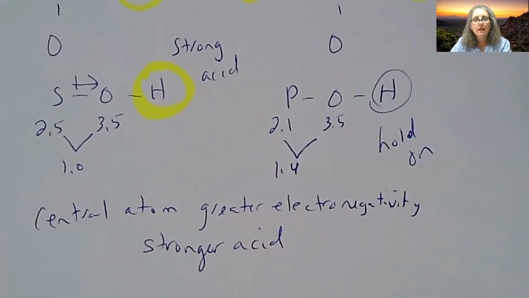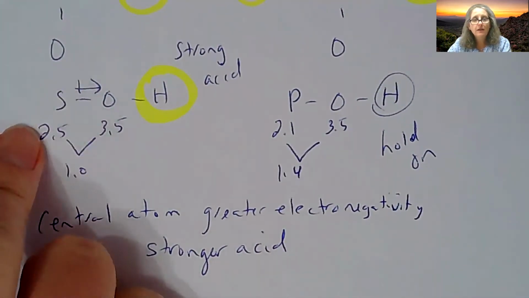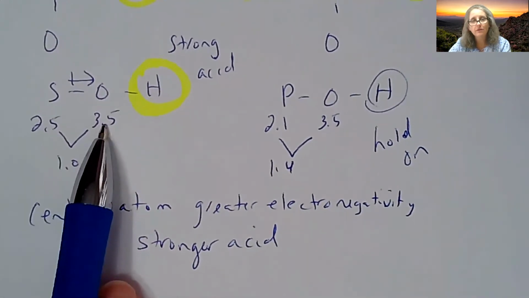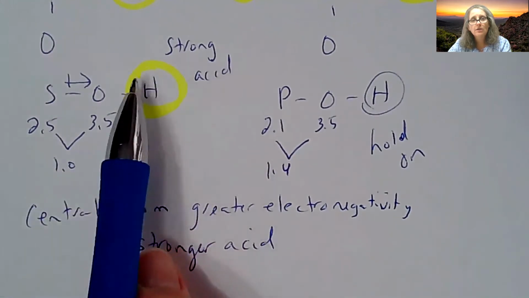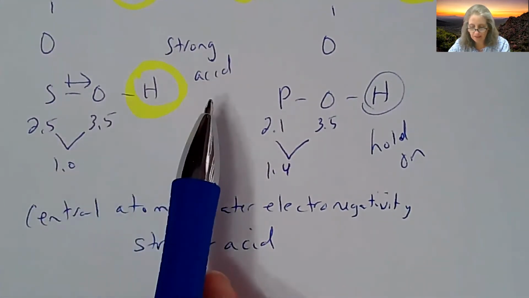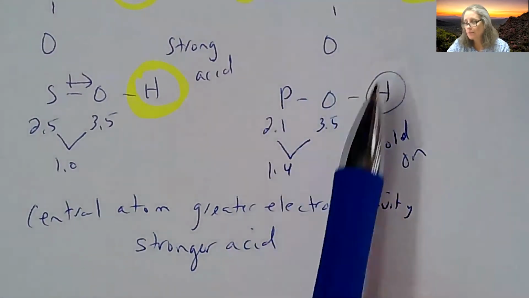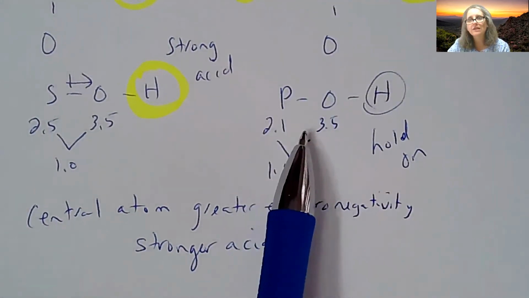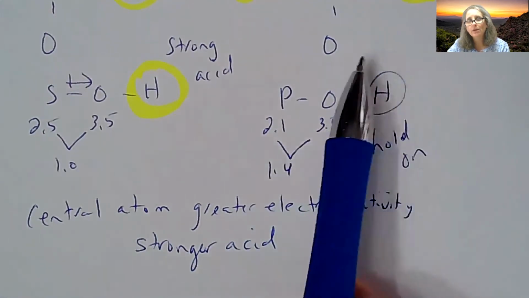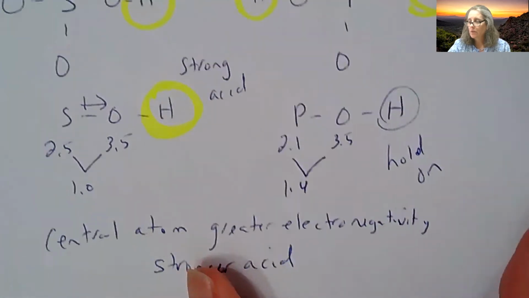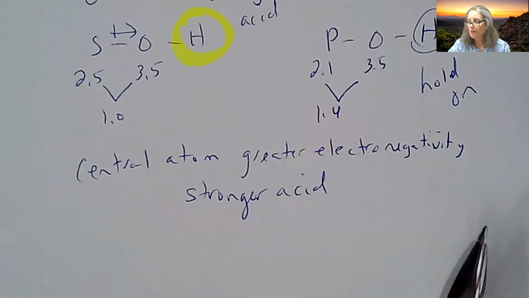So again, because sulfur has a bigger electronegativity of 2.5, the difference between the sulfur and the oxygen is smaller. That means it's going to be easier for this hydrogen to pop off. While if I have phosphorus, because there's such a huge difference here, that pull is going to keep that hydrogen on that oxygen. So again, the rule is that the central atom with the greater electronegativity is going to be the stronger acid.